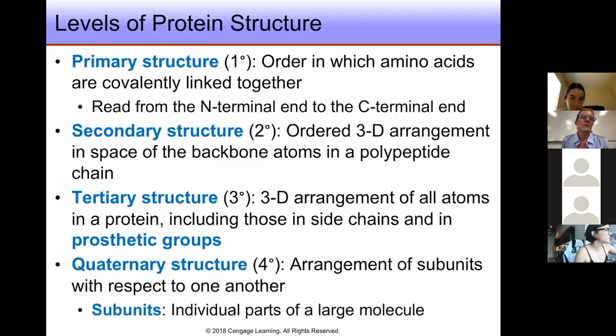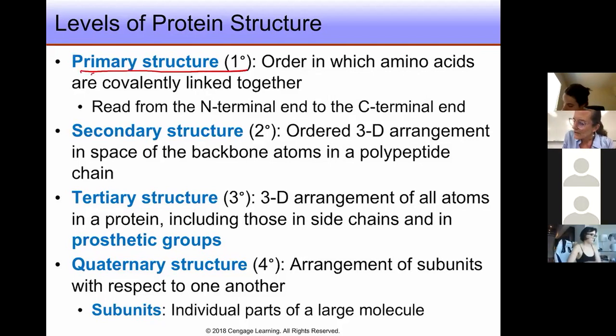And there are different levels because proteins are pretty complex, right? You are used to looking at molecules that might be about 100 grams per mole, right? Proteins are 200 to 300,000 grams per mole. So they're much, much bigger and more complicated. And so there are different levels of looking at the structure.